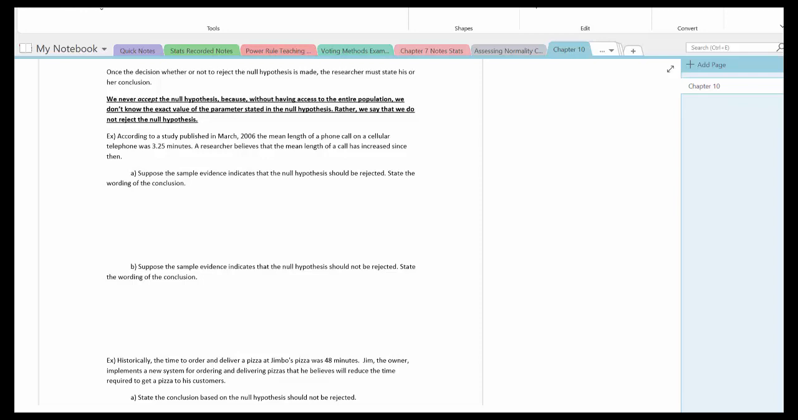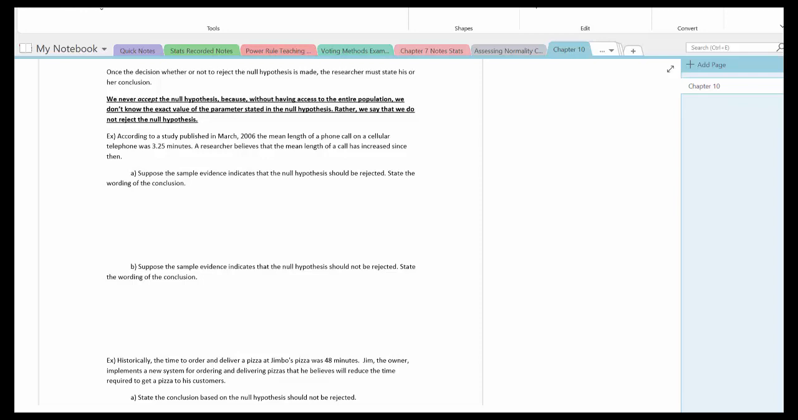Let's take a look at an example for this. According to a study published in March 2006, the mean length of a phone call on a cellular telephone was 3.25 minutes. A researcher believes the mean length of a call has increased since then. Suppose the sample evidence indicates the null hypothesis should be rejected. State the wording of the conclusion.